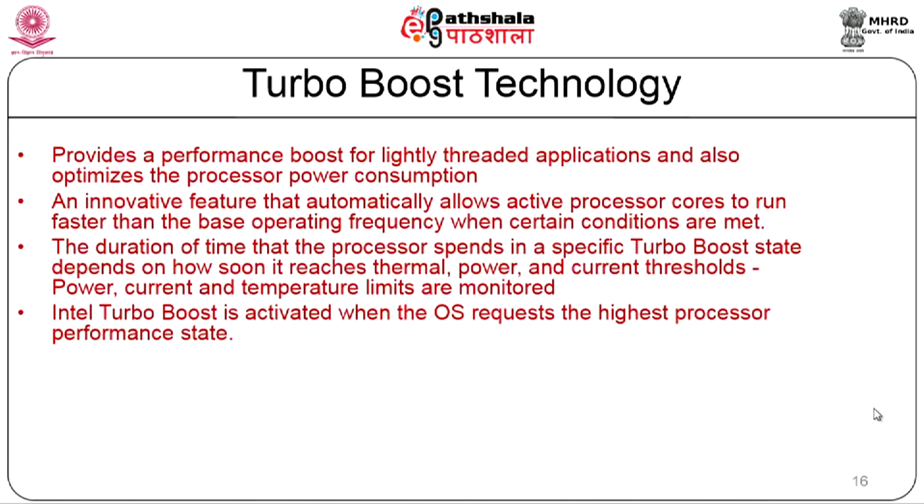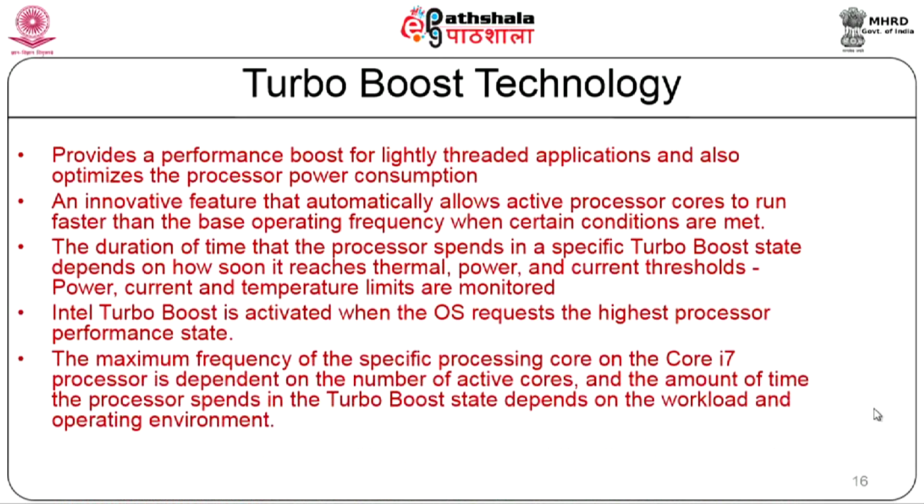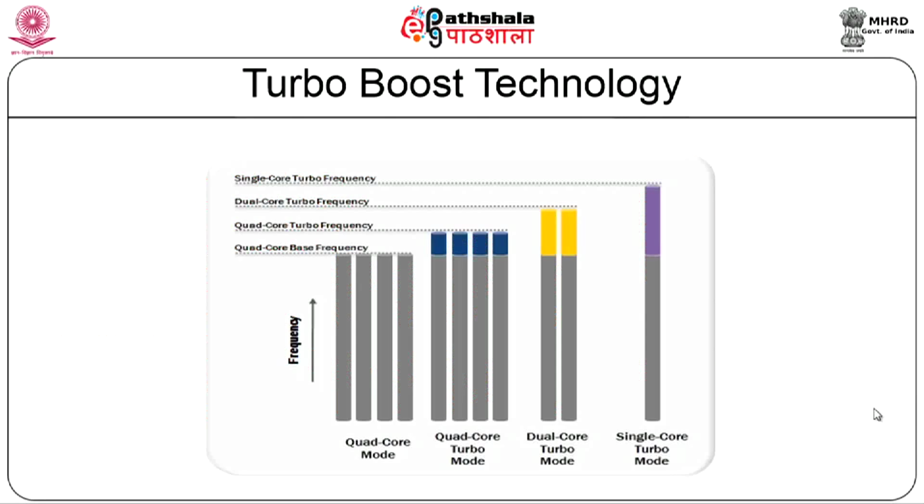So, Intel Turbo Boost is activated whenever the OS requests the highest processor performance state, and the maximum frequency of the specific processing core on the Core i7 processor is dependent on the number of active cores, and the amount of time the processor spends in the turbo boost state depends on the workload and the operating environment. So, this is a pictorial representation of the turbo boost technology.